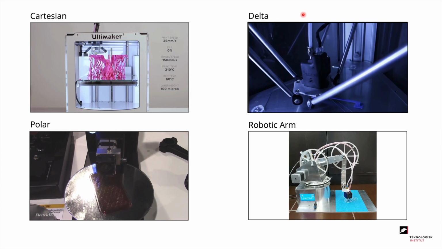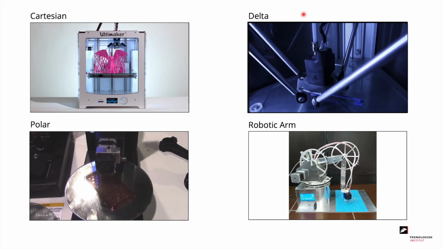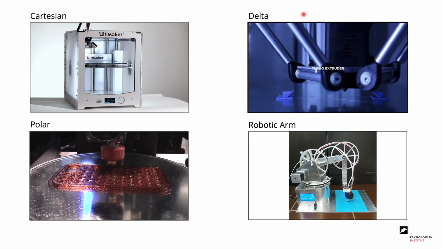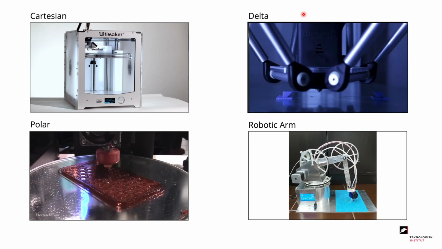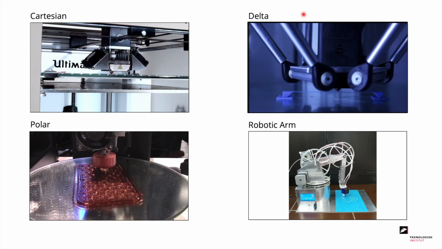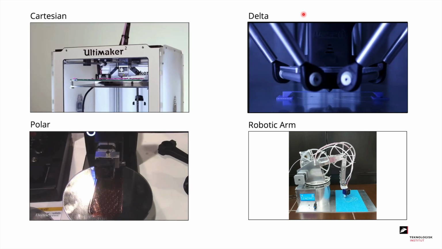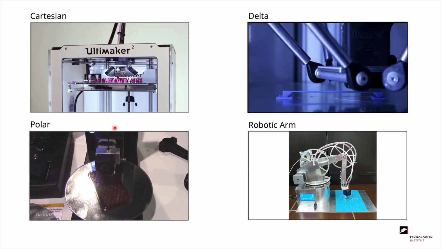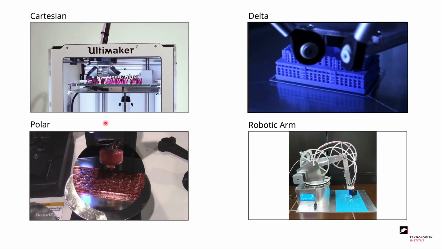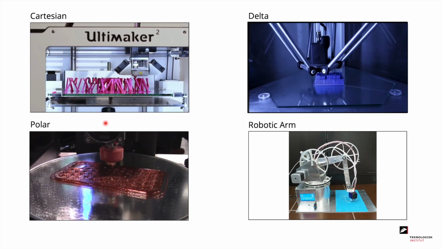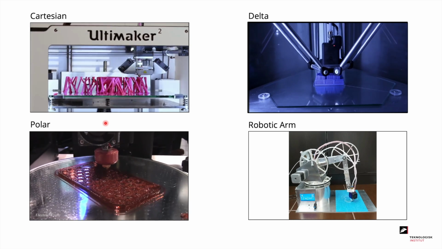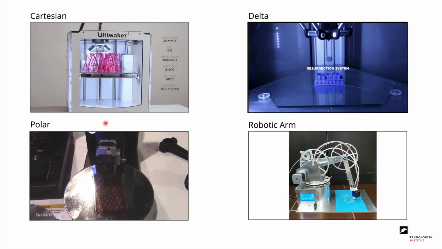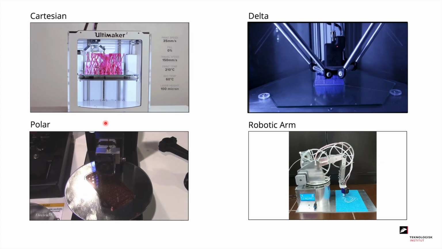In the upper right corner we see the delta printer. Here we have 3 linear actuators that move the print head around and up and down in the X, Y and Z direction, and the nozzle then deposits the material on a static build platform. In the lower left corner we have the polar 3D printer. Here the print platform is rotating around itself and moving forward and backwards in the Y direction, and the nozzle is only moving up and down in the Z direction.